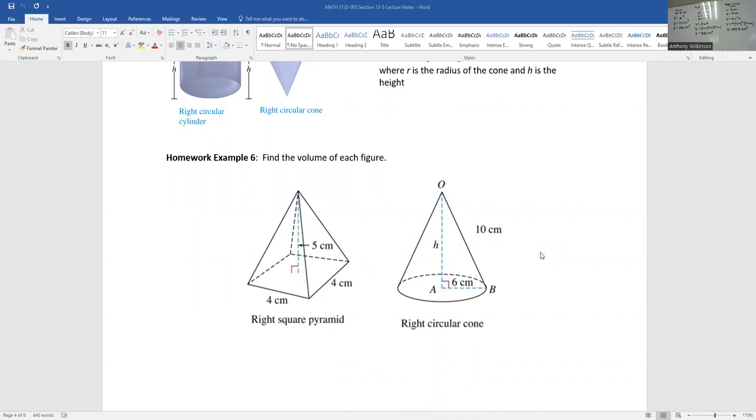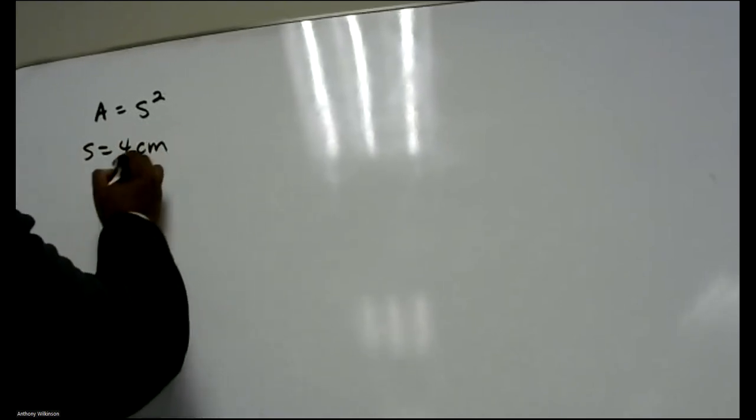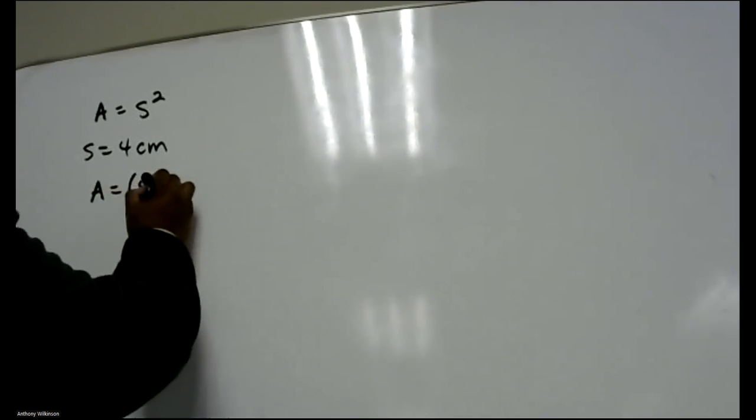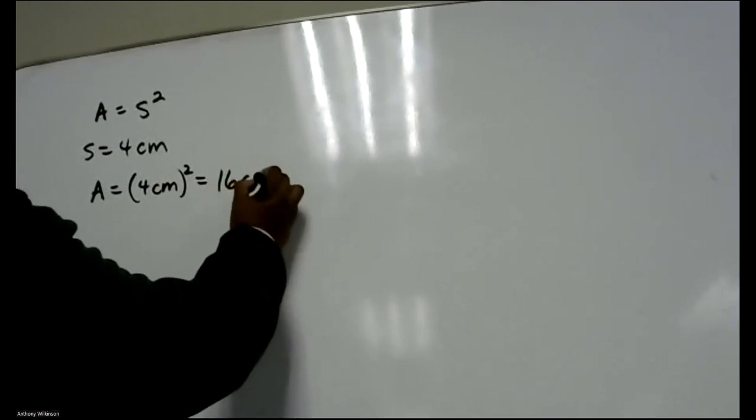All right, let's say I want to find the volume of each figure, like in that right square pyramid. And that's, of course, has a length of 4 and a width of 4 and a vertical height, as you can see here, of 5. And since it's a square, that would mean that the area of that square is the length of the side squared. And we're given the length of the side to be 4 centimeters. So that area would be 4 centimeters, and we square it, that would be 16 square centimeters.